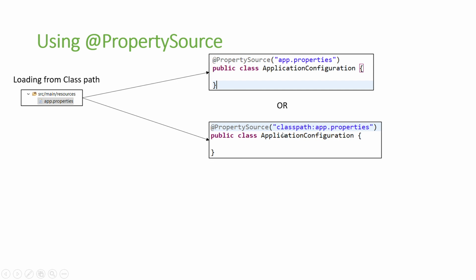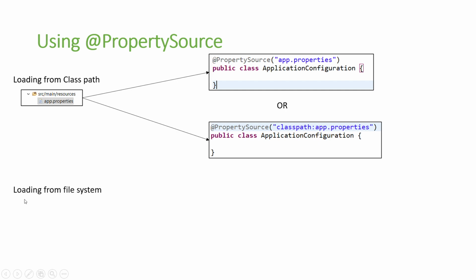You can also optionally give classpath: like this. For readability purposes, you can mention, okay, I am loading this app.properties from the class path. If you don't mention, by default it will take from the class path only. Okay, this is loading the properties file from the class path.